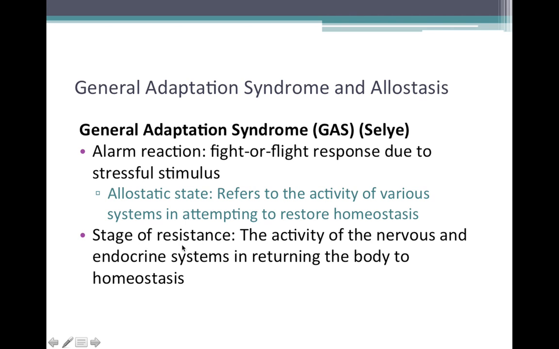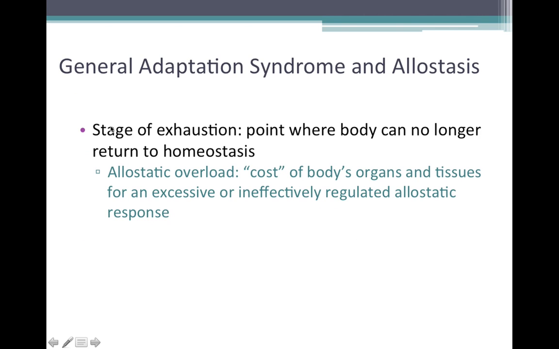Now, the stage of resistance are the activities that your nervous system and your endocrine systems do to help return your body to homeostasis. And this resistance stage can be sort of short-term or even long-term. But where you can run into trouble is if the stage of resistance is no longer effective. If you overload your stage of resistance and you can't achieve homeostasis, that's going to lead to other sequelae, which can lead to further damage and to certain disease processes. So we call this stage of exhaustion.